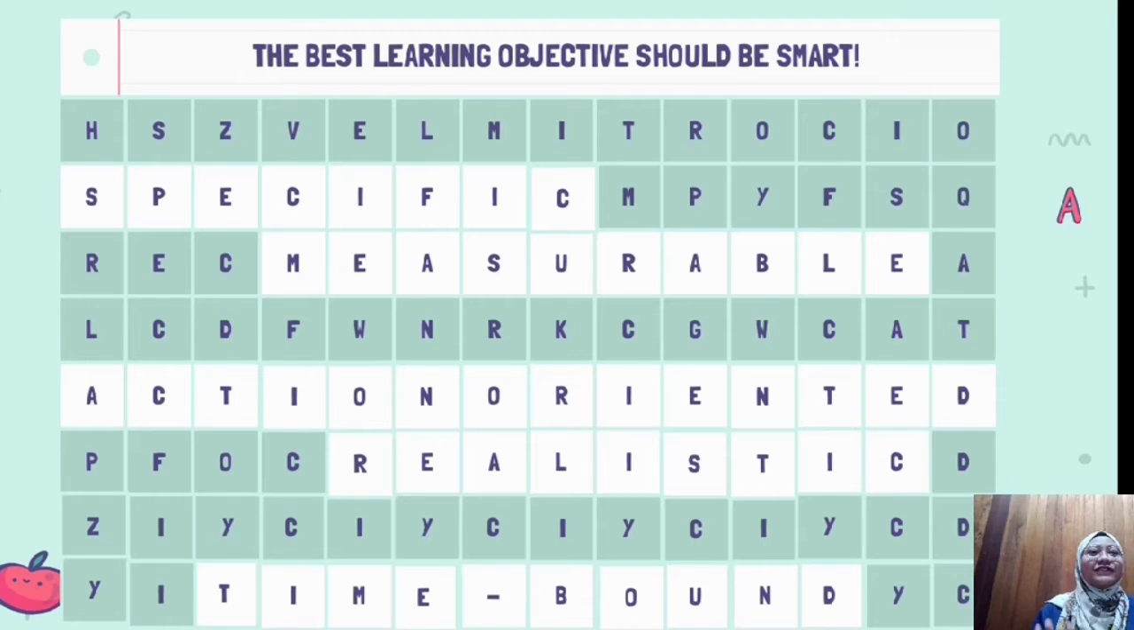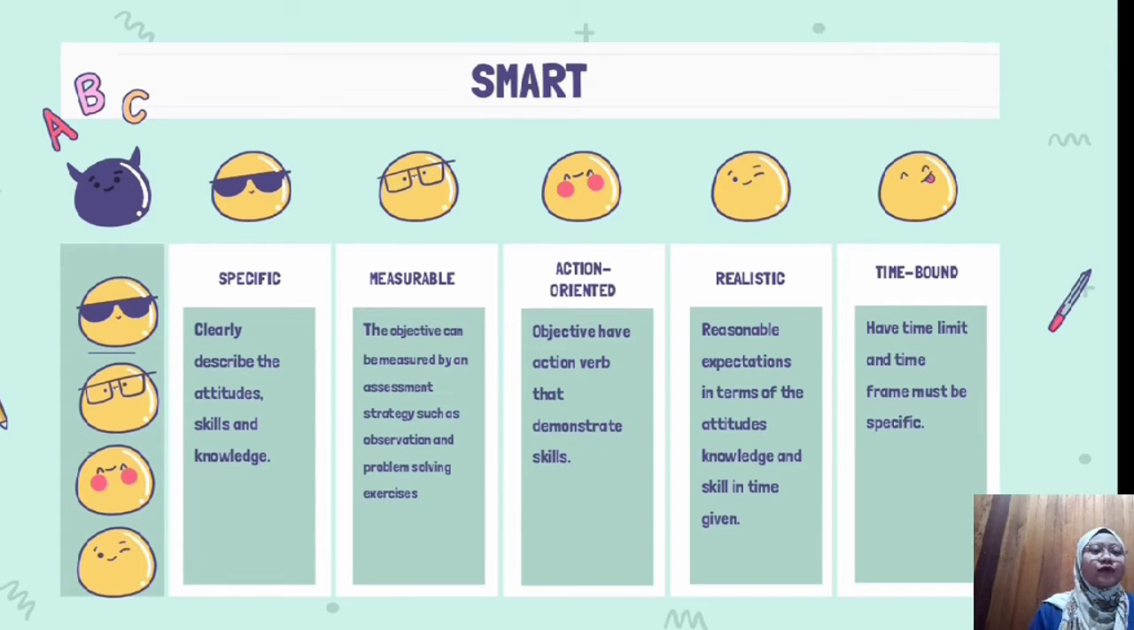Okay, so now we're going to move to the learning objective using SMART, which is specific, measurable, action-oriented, realistic, and time-bound. So what is SMART? We start with specific. Specific clearly describes the attitude, skills, and knowledge, so our learning objective must be specific to what we want to achieve. And measurable, the objective can be measured by an assessment strategy such as observations and problem-solving exercises, which is something that we can get results from to be measured at the end of the class session.